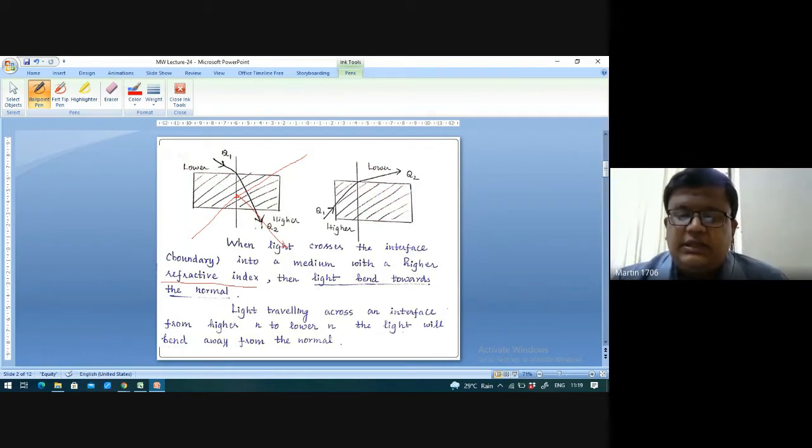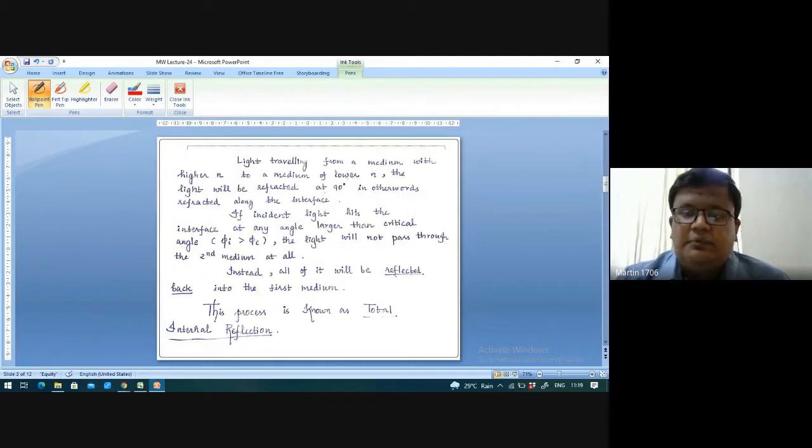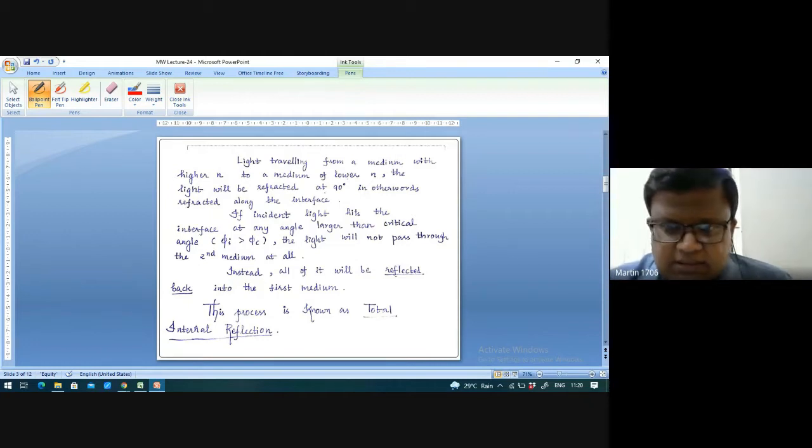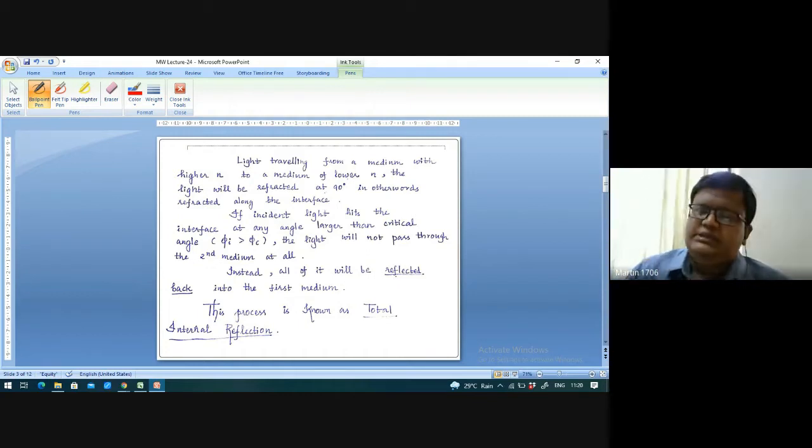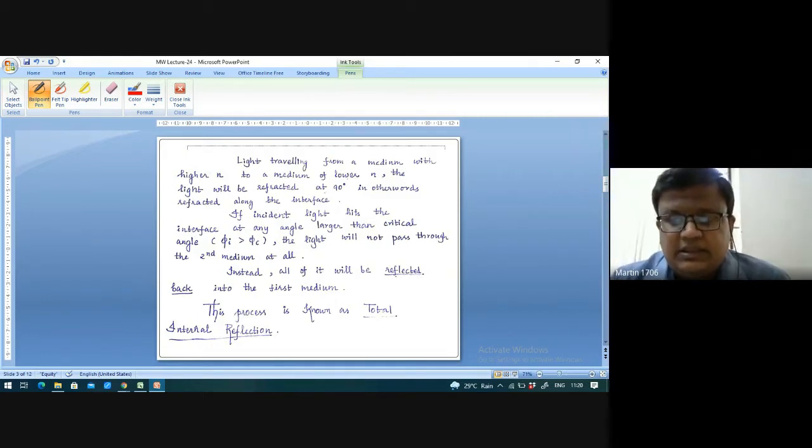When light travels across an interface from higher to lower refractive index, the light will bend away from the normal. This is the statement given in optical communication. This property has some critical angles. What is the critical angle? That bending only I am talking about. If the incident light hits the interface at any angle larger than the critical angle, that is phi I is greater than phi c, the light will not pass through the second medium at all.